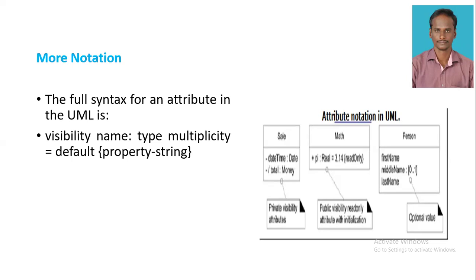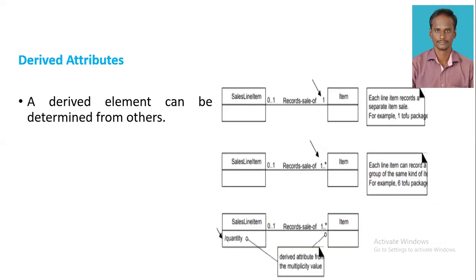Our next class is Person. Here the attributes are first name, middle name, and last name. An optional value is also given for the middle name, that is 0 to 1. And next, derived attributes. A derived attribute can be determined from others.